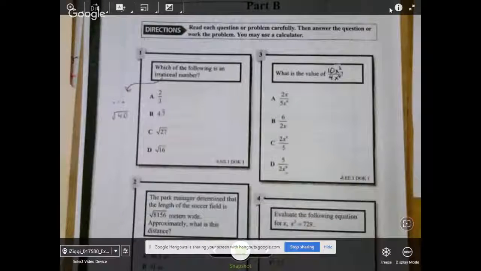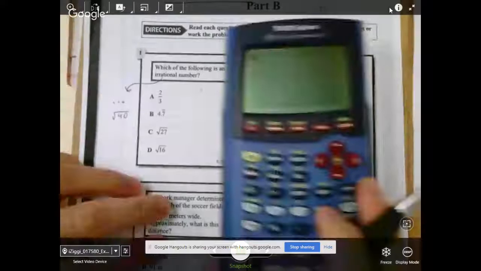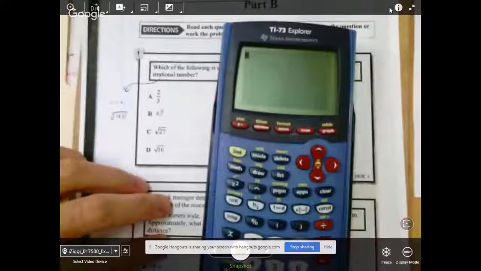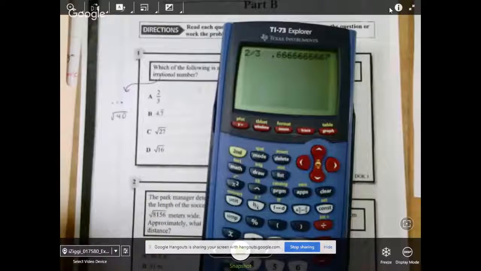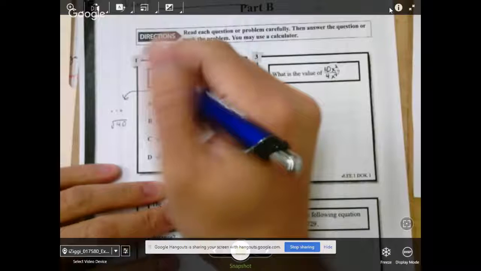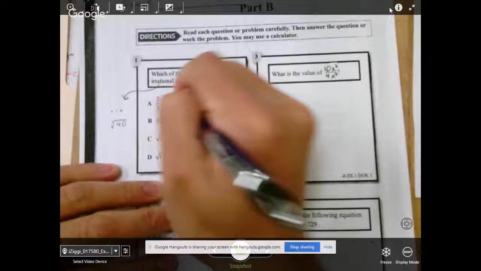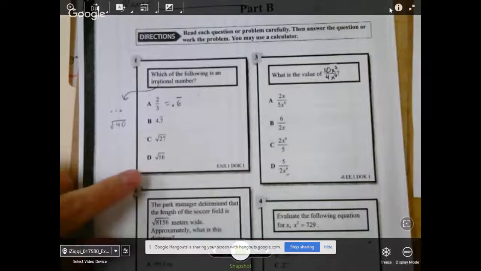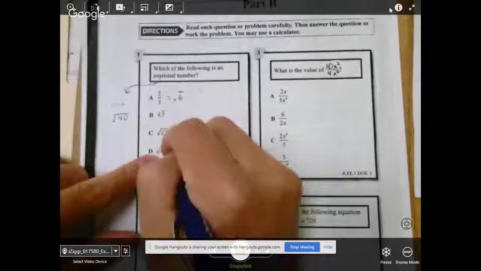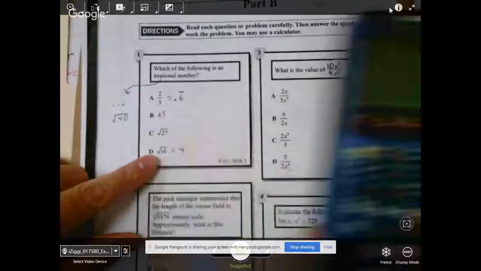Well, 2/3, you don't see that, right? If you take 2/3, it's 0.6 repeating. 4.7 is 4.7 repeating. The square root of 16 is 4. If you want to double check and you're unsure about your perfect squares, hopefully you are, but if not, the square root of 16 is 4, right?